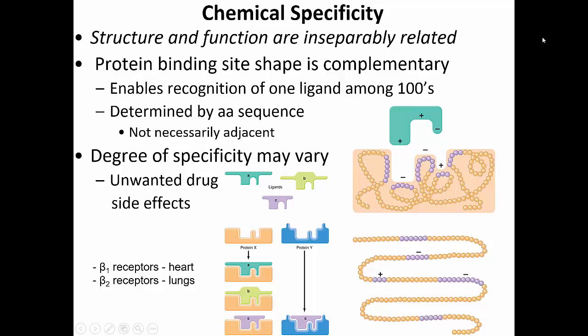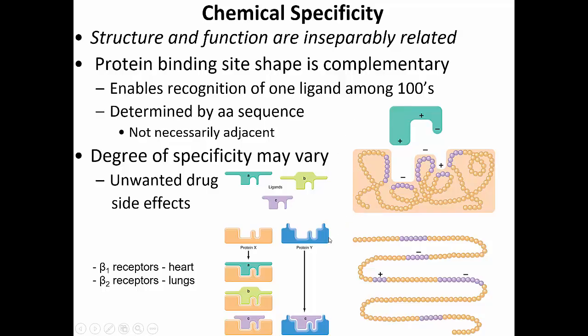We also notice that the degree of specificity of a protein for a ligand may vary widely depending on the nature of that interaction. Our book provides a simplified but good example in the diagram in the middle of our screen, taken from Vander's Chapter 3. On the left-hand side, we see protein X. Protein X has a shape that allows it to bind to ligands A, B, and C. All of those ligands bind nearly perfectly to protein X, and so it exhibits a relatively low degree of specificity.